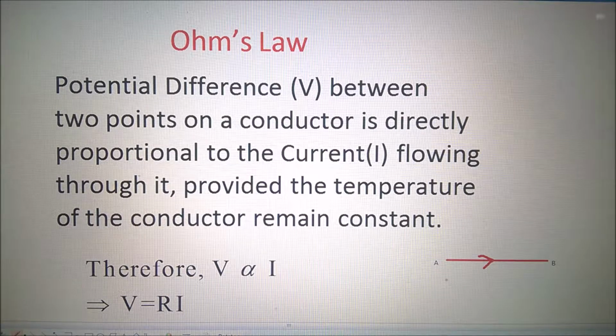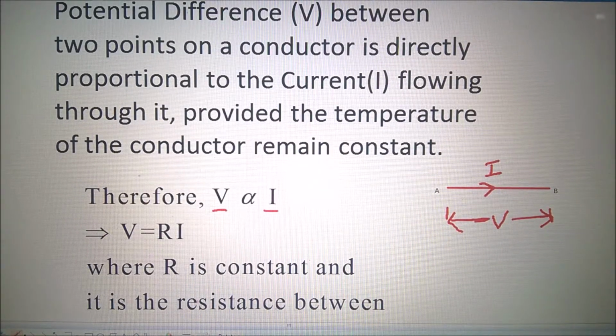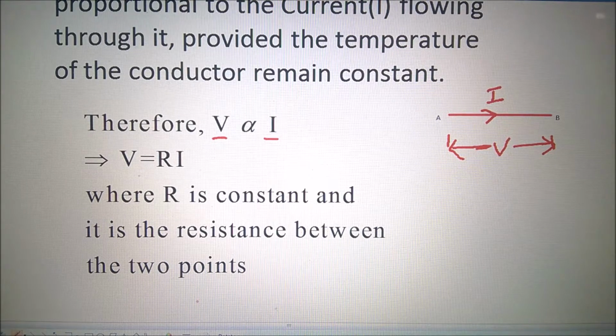Now the potential difference between A and B is V, and the current flowing through the conductor is I. Then V is directly proportional to I, or on the other hand, I is directly proportional to V. Here you can see V is directly proportional to I, and R is the proportionality constant, and this R is known as the resistance of the conductor between A and B. Whatever the points in consideration, between these 2 points R is the resistance.